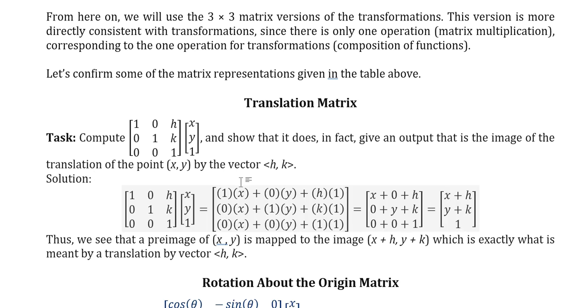Okay, well, notice what happens. This says that the ordered pair (x, y) is mapped to the ordered pair (x plus h, y plus k), which is exactly what we mean when we translate by the vector (h, k). So that's the right one.